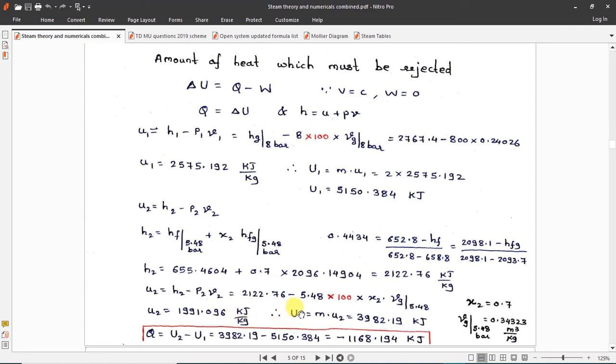Now what is Q? We have written over here. Q is what? Heat rejected is what? Delta U. So U2 minus U1, we have calculated capital U2, we have calculated capital U1. You will get heat as negative. Now why is this heat negative? Because heat is rejected. Now we'll go to the second question.